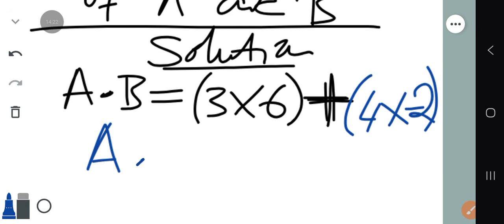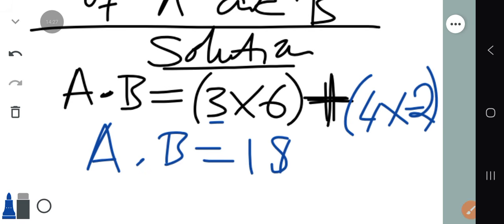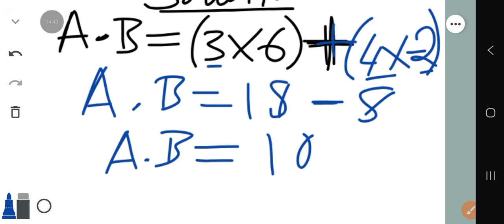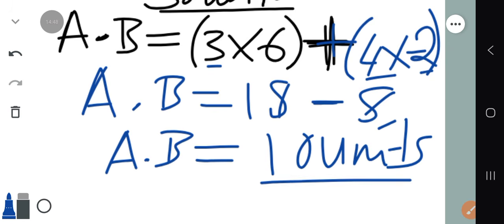Now, A dot B equals 3 times 6, 18, plus 4 times negative 2, which is negative 8. Negative times positive, you are going to have negative 8. So that means A dot B equals 18 minus 8, 10. You say 10 units, all right? As you can see, after we multiply 2 vectors, the answer that you get is a real number. So this real number is called a scalar product.